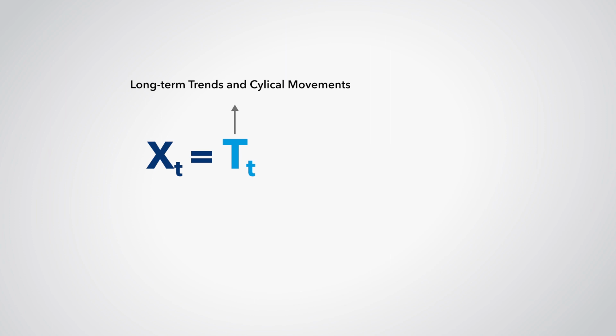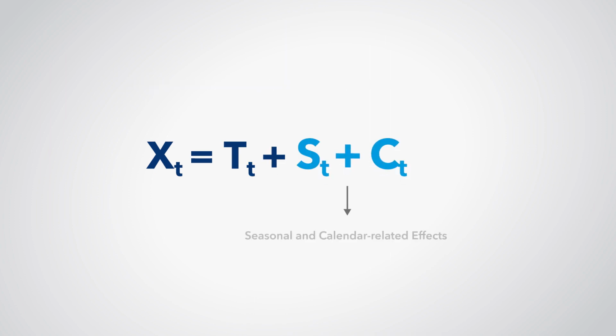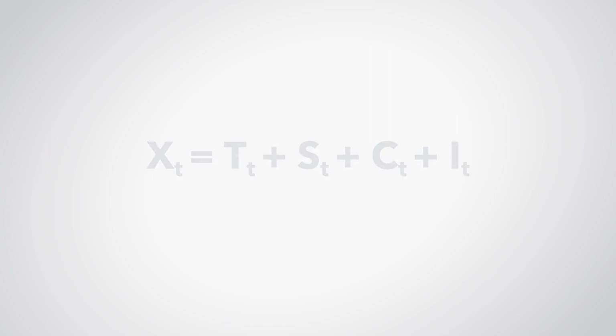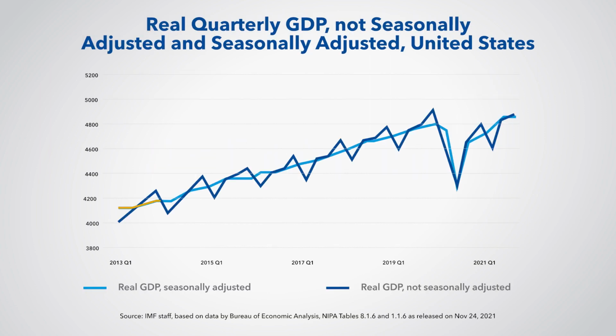Let's call a time series X_t, where the subscript t indicates that the series has data points for each period t. The series can be decomposed into three components: one for long-term trends and cyclical movements, T_t, another for seasonal and calendar-related effects, S_t plus C_t, and finally an irregular component that can be considered random, I_t. The seasonally adjusted data retain the trend cycle and irregular components, but remove the seasonal component.